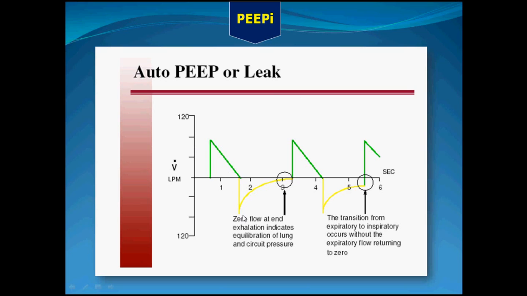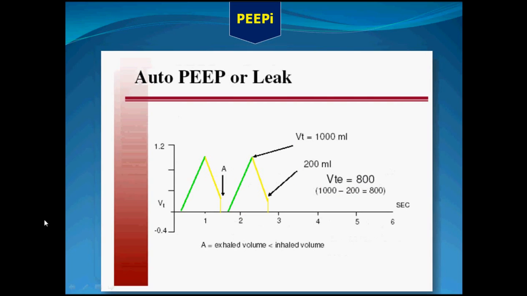This is usually done when you look at the flow-time curve. This is normal. The expiratory flow usually goes to 0, but here the expiratory flow will not go to 0, and this means that there is some sort of either a leak or auto PEEP. When you look at the volume-time curve, this is the inspiratory time, this is the inspiratory tidal volume, and this is the expiratory tidal volume, which starts from here. This is the blue one and ends at this point.